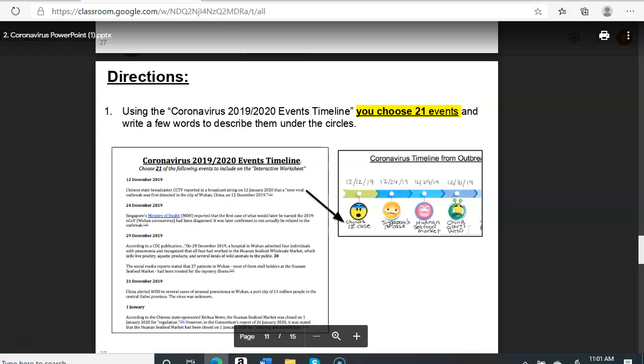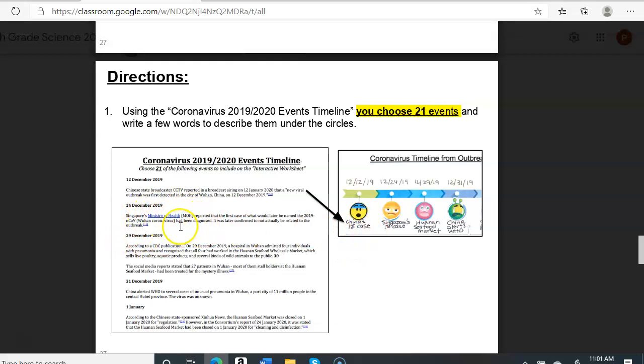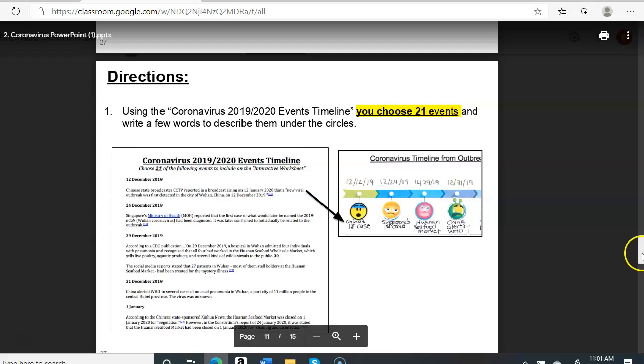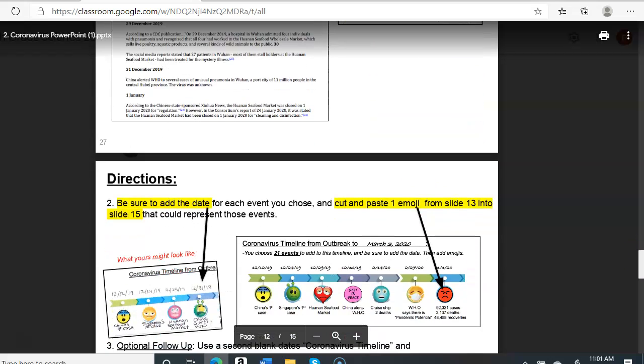Using the coronavirus 2019-2020 events timeline, you are to choose 21 events and write a few words to describe them. Right here. And here are some of the events. Here are more directions. Be sure to add the date for each event you choose and cut and paste one emoji from slide 13 into slide 15. That could represent those events.